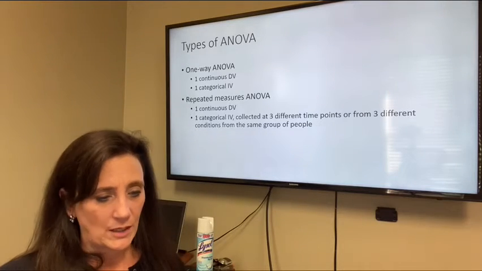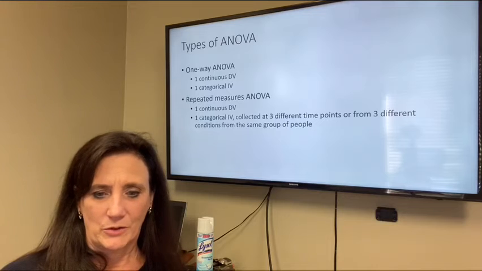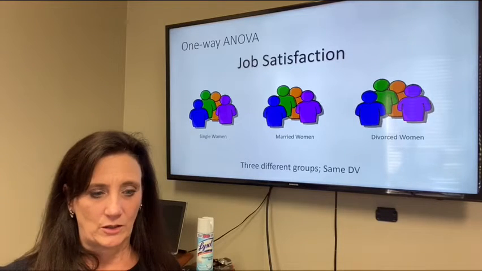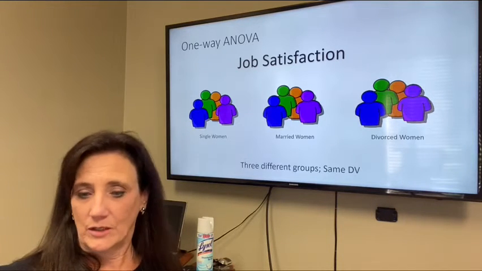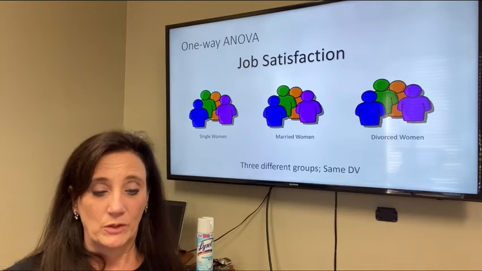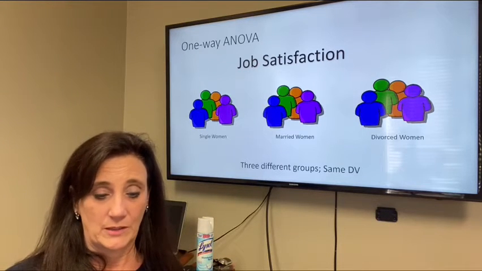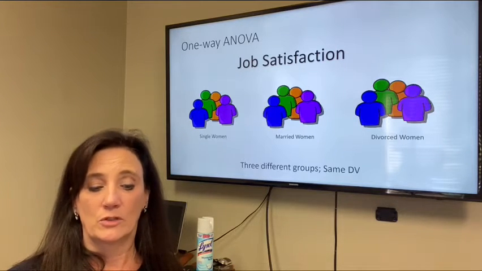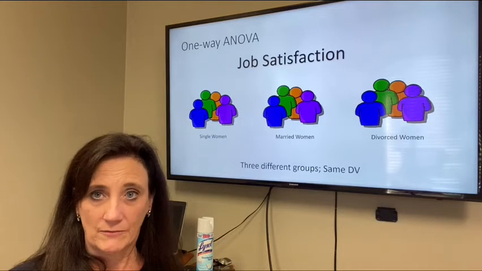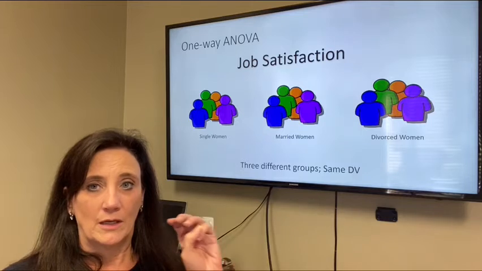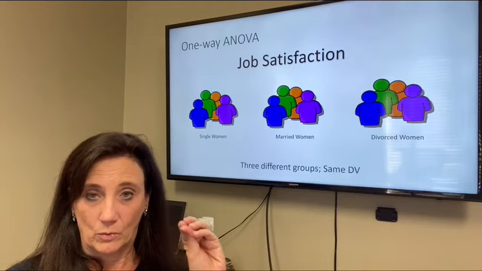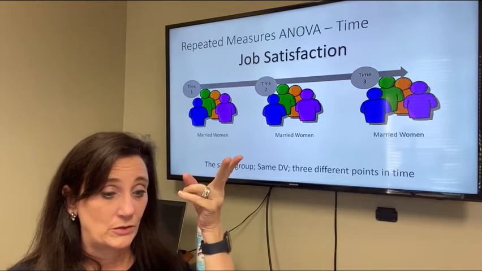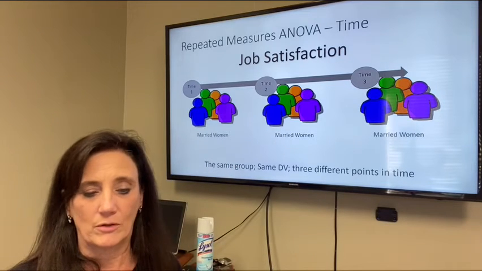All right, so 2 types of ANOVA. We've already gone over what those 2 types are. Let's look at some other examples in action. All right, one-way ANOVA. Our dependent variable is job satisfaction, and we want to know if there is a difference in job satisfaction among 3 groups of people: single women, married women, and divorced women. So we're using the same dependent variable across all 3 groups, and we have 3 different groups. One-way ANOVA. Now, there's 2 different ways to look at repeated measures ANOVA. I've already talked to you about the one about time.